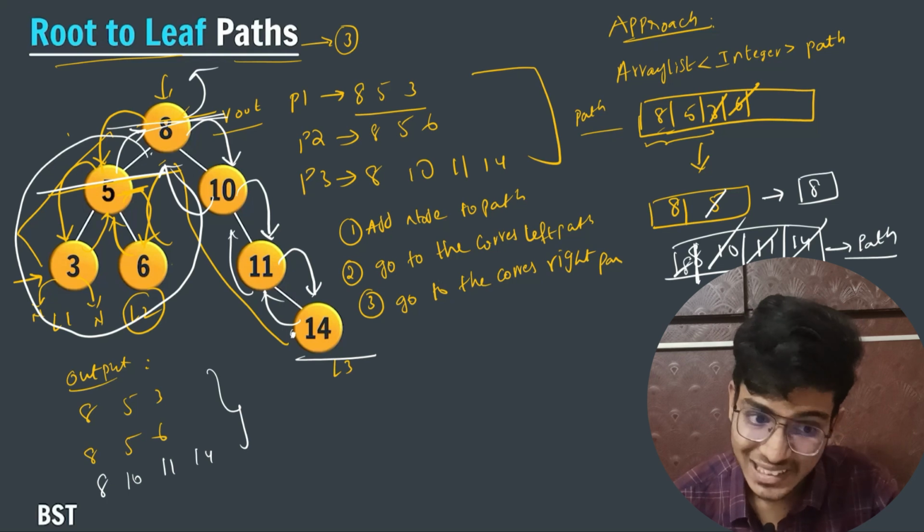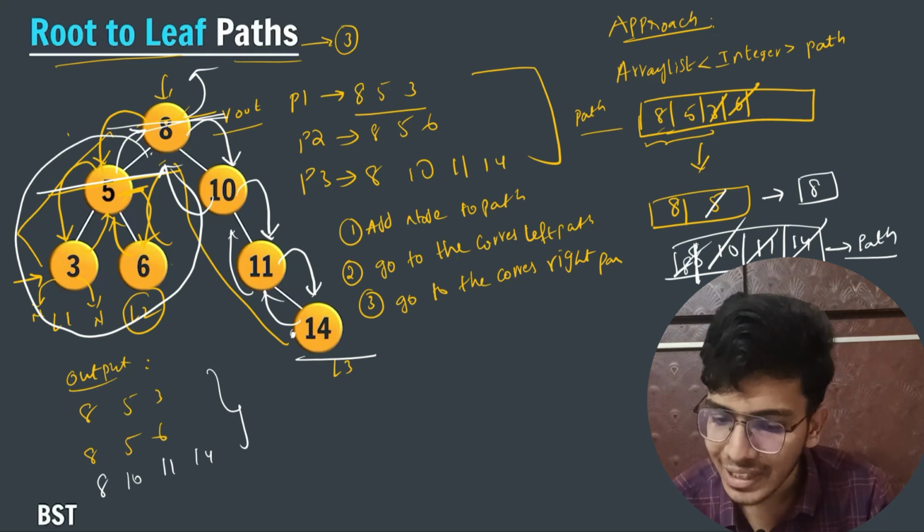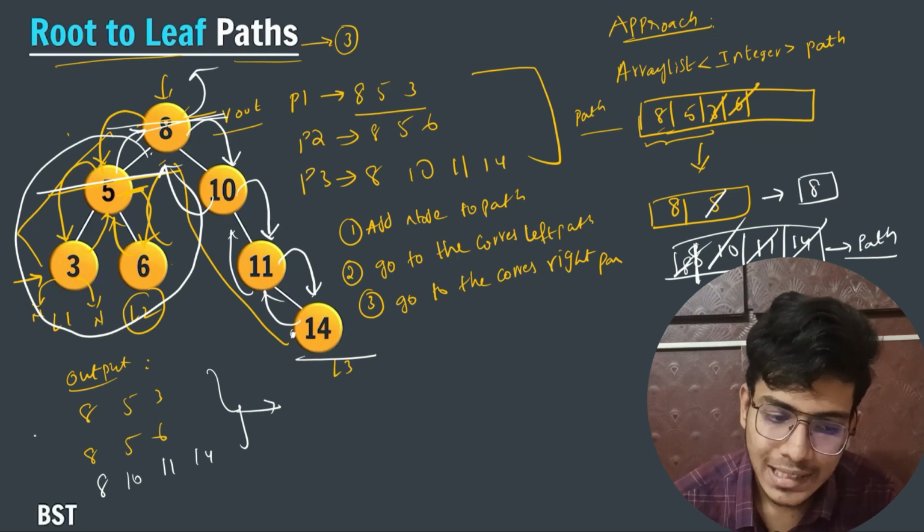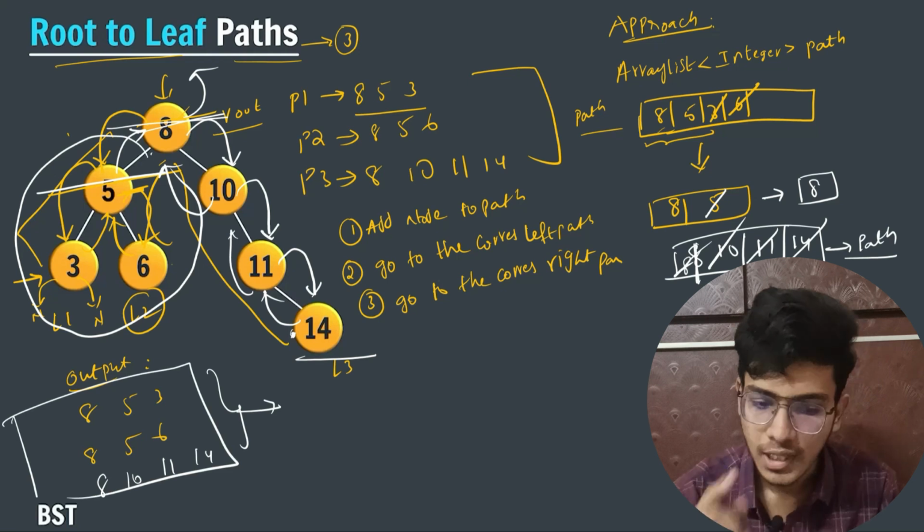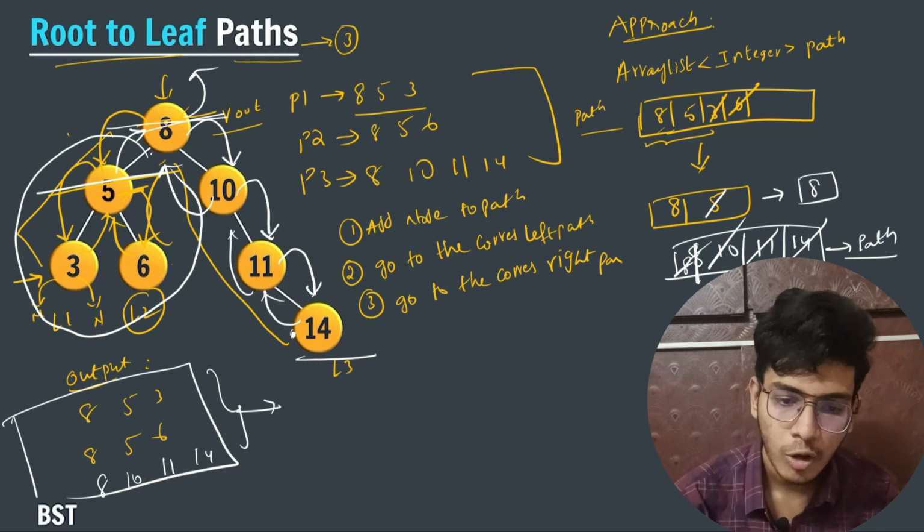After it returns the value to the main function, I will remove 8 also. So finally my path array list will become empty, and you can see that in the output screen I got the output. So this is what I'm going to do. Now I hope you have understood.